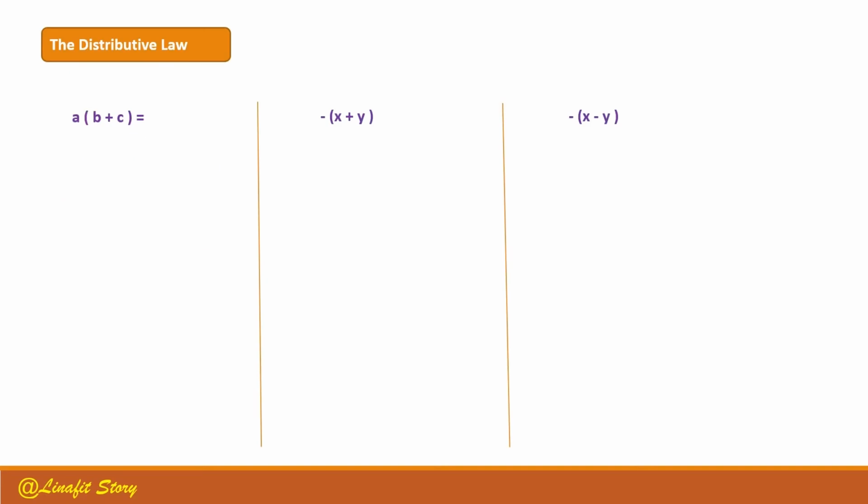The distributive law. This is called the distributive law because the first factor is distributed, or multiplied separately, to each of the two terms. So here, A open bracket B plus C. So A times B plus A times C.